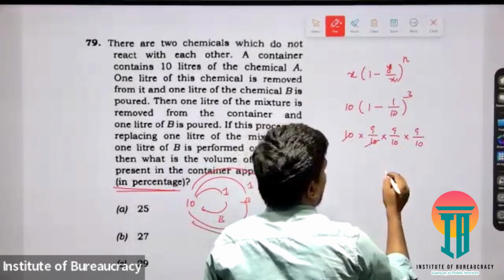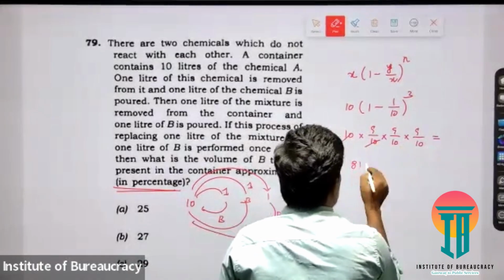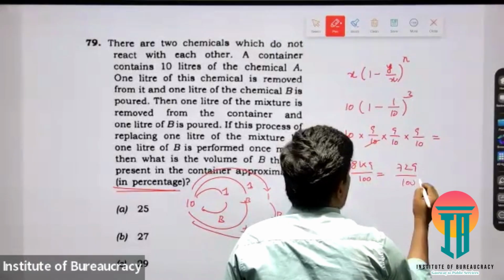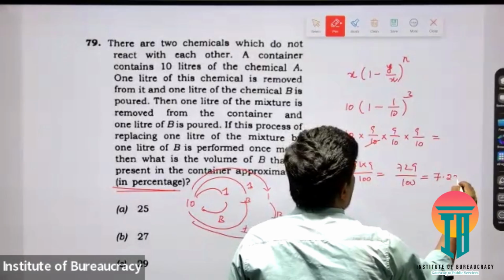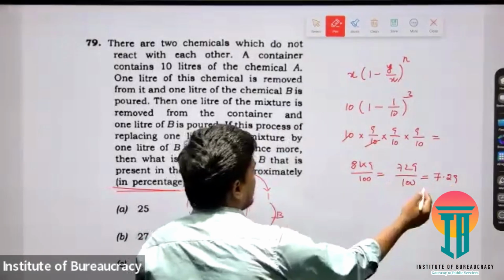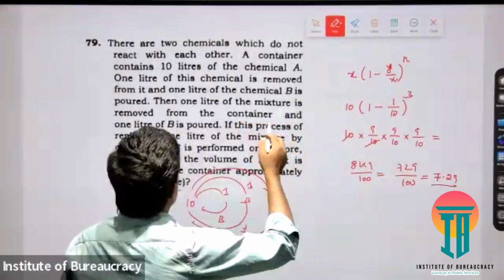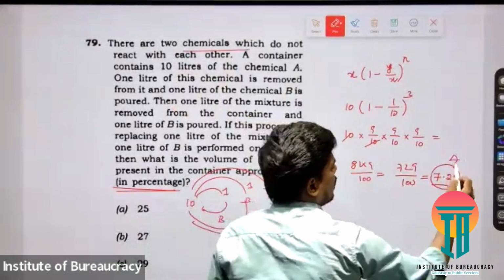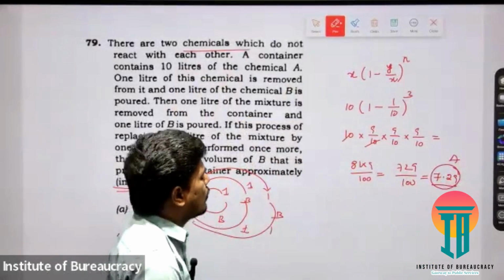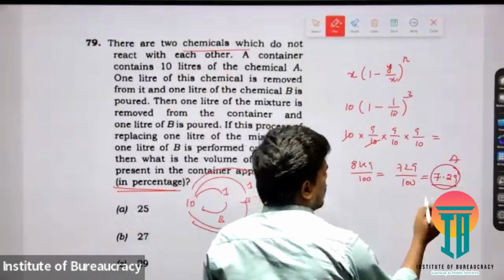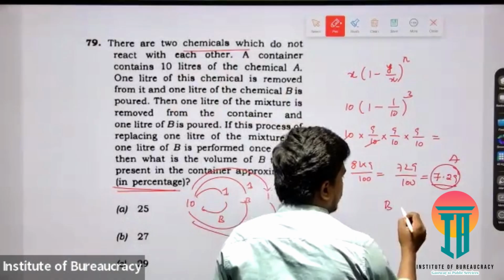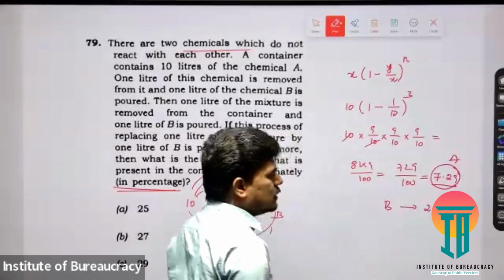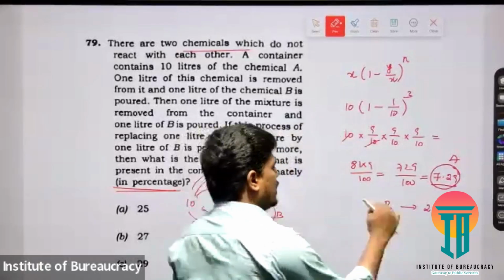So one time it is getting cancelled. It is going to be 81 into 9 by 100, so 729 by 100, which is 7.29. So 7.29 liters is the original chemical A remaining. This is the quantity of chemical A. What is the quantity of chemical B? B is going to be 10 minus 7.29, which is 2.71. This much liter of chemical B has come.